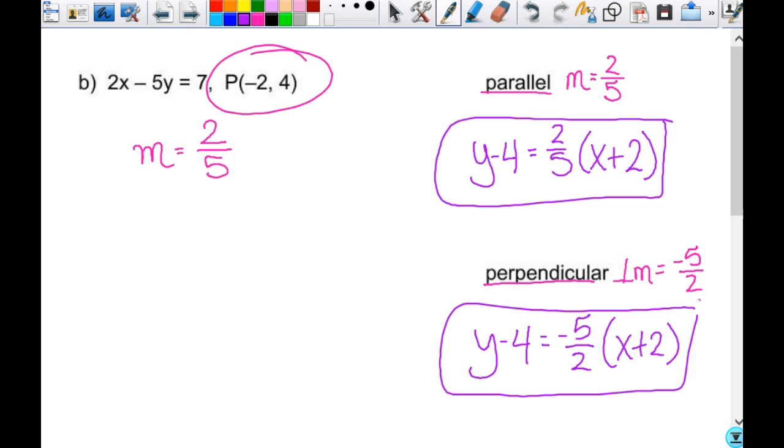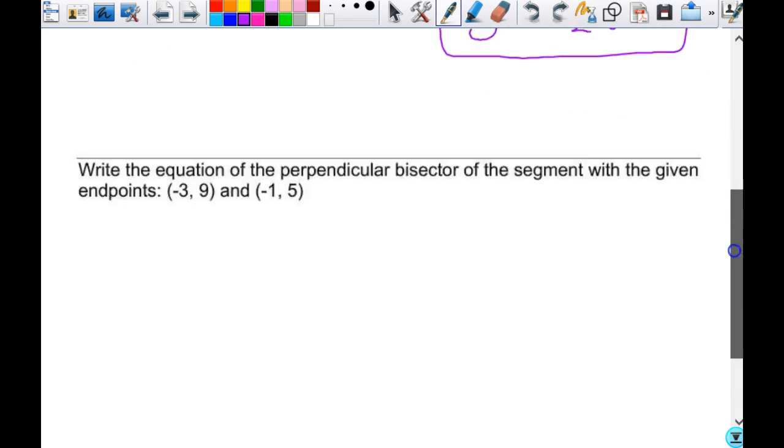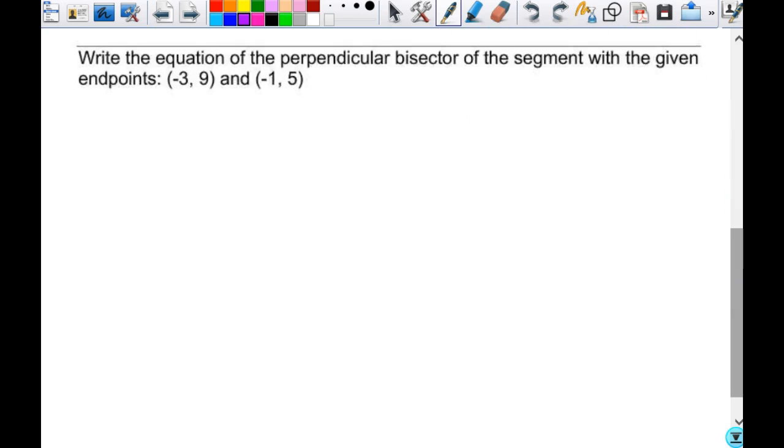All right. Any questions? All right. Here we go. Now this says, write the equation of the perpendicular bisector of the segment with the given endpoints. And we got these 2 points. So we're going to start by drawing our little ballpark graph. So -3, 9, and the other one's -1, 5. I'm going to move my 3 over some because that's not good. All right, so -3, 9, -1, 5, somewhere right about there.